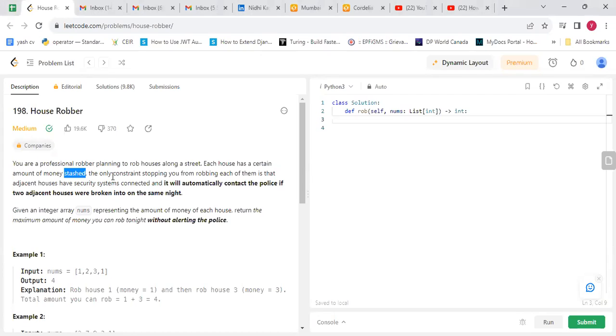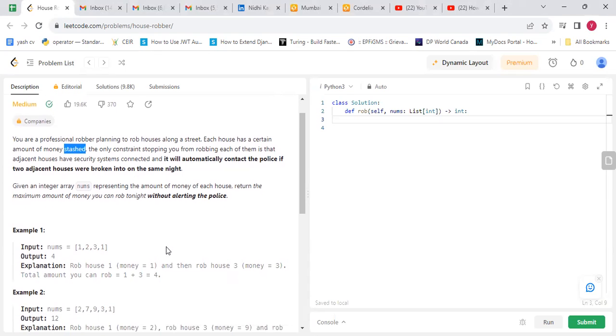Okay. The only thing stopping you from robbing each of them is that adjacent houses have security systems connected, and it will automatically contact the police if two adjacent houses were broken into on the same night. Okay. Given an integer array nums representing the amount of money of each house, return the maximum amount of money you can rob tonight without alerting the police. The only constraint is that we cannot rob adjacent houses.